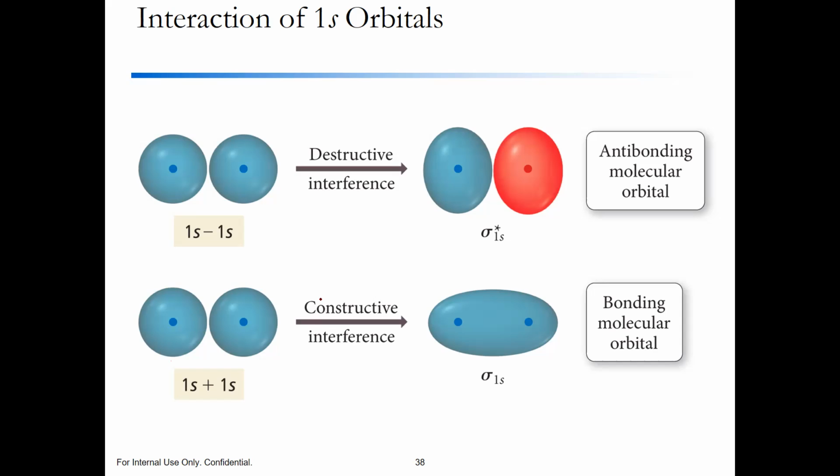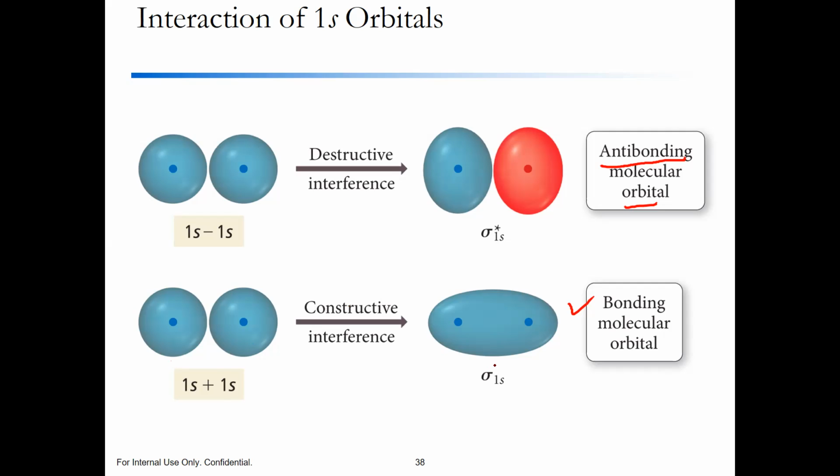When they come together constructively, they're going to have sharing of electrons, and we're going to call that a bonding orbital. And again, these are waves, right? So they can come together constructively and add together, or they can come together destructively and subtract each other out. When they come together destructively, there's no sharing of electrons, and that's called an anti-bonding orbital. This little star denotes it.